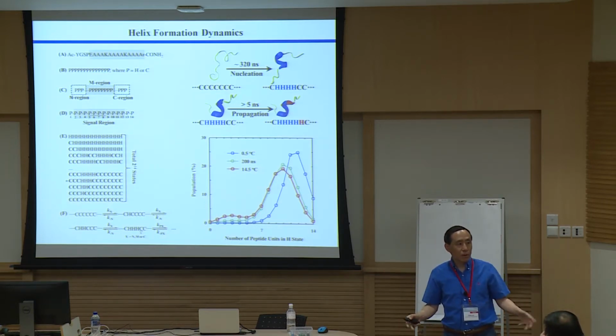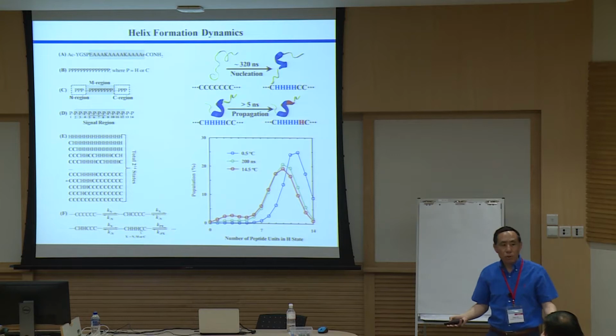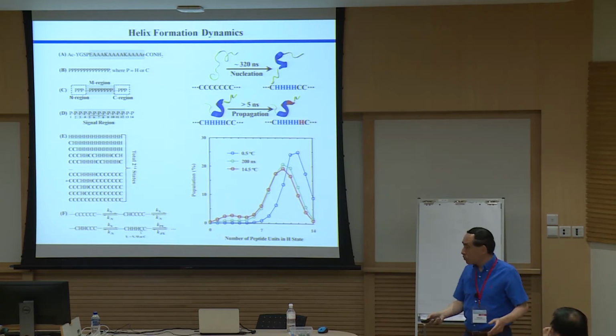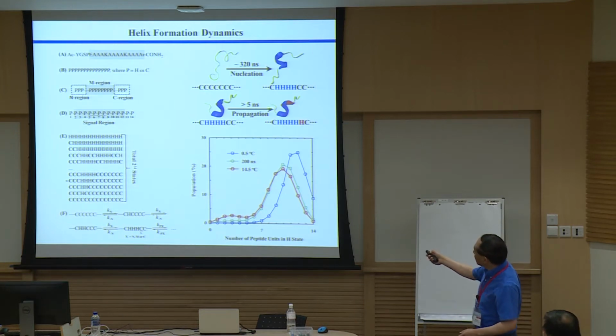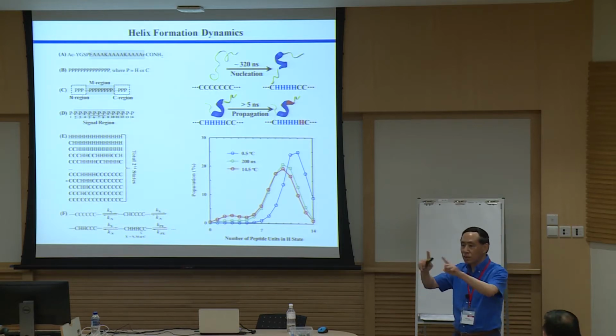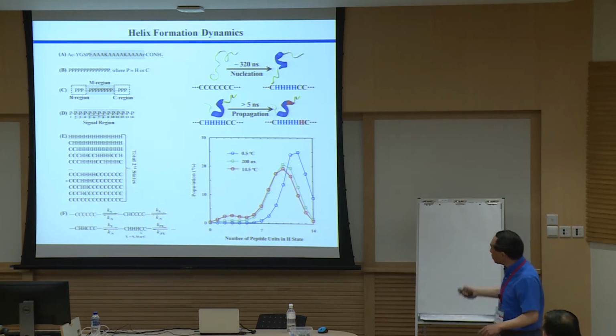There are many, many states, but now with the power of the computer, we can solve the large number of different equations, and at the end of the day, can tell you that for alanine-based peptide, the so-called nucleation time, which corresponds to the consolidation of really the first hydrogen bond in the helical structure, is roughly 300 nanoseconds, and the propagation time is much, much faster.